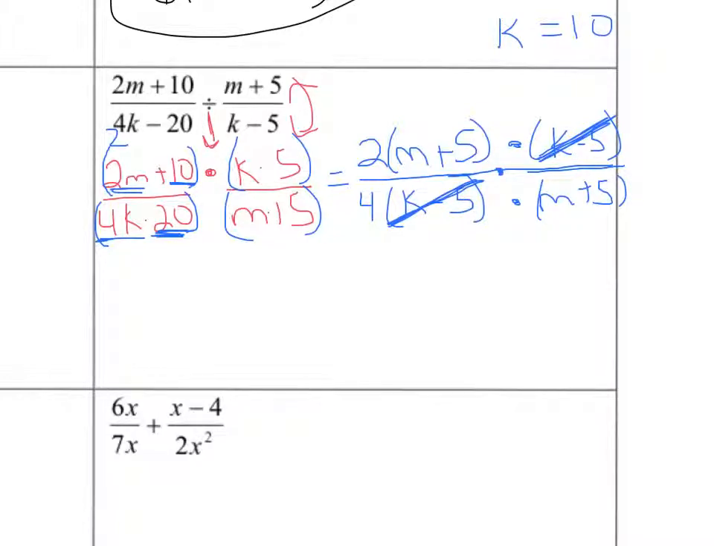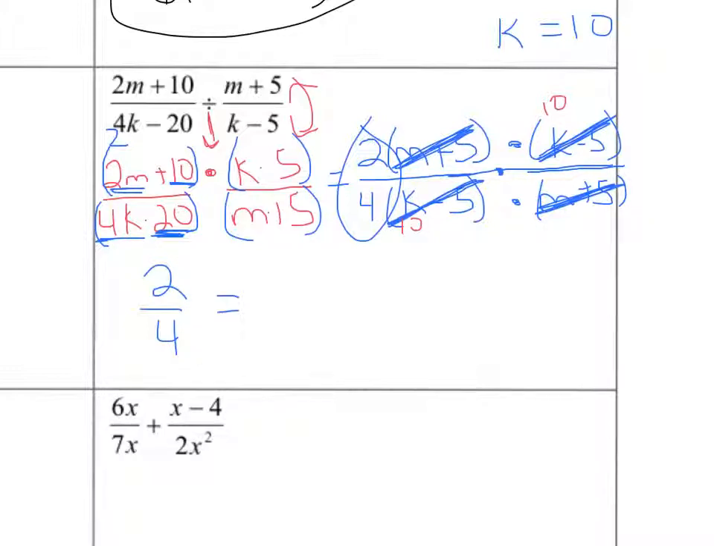Then up here, 10 minus 5 would be 5. And then down here, 10 minus 5 would be 5. And then they would cancel each other out. So it should make sense that I can cancel that whole quantity. Then I can look at, okay, well I have m plus 5 is the same here and here. So I end up with just 2 over 4.